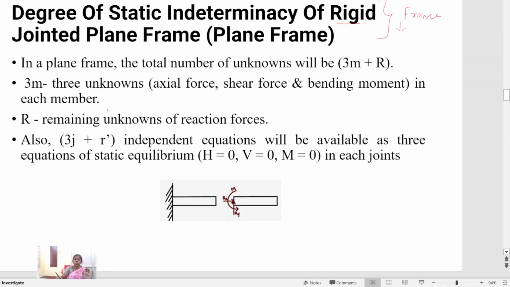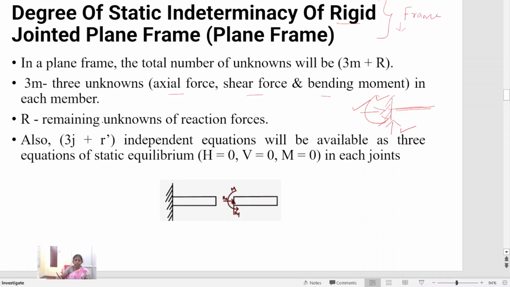So in a plane frame, the total number of unknowns will be 3m plus r. How does it come? 3m, that is 3 unknowns: one is the axial force, one is the shear force, one is the bending moment. Here you can understand that it is one vertical, one horizontal and one moment. So axial force, shear force and bending moment. There are three unknowns in a member. That's why it is 3m.